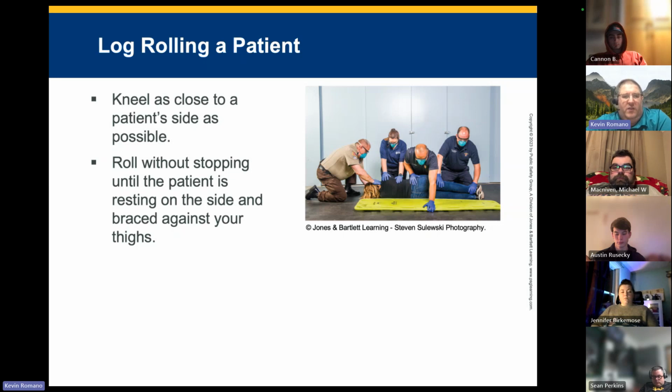As far as log rolling a patient goes, kneel as close as you can to the patient's side, as you can see here. Make sure someone's holding C-spine. If there's only 2 people, where that female is right here.